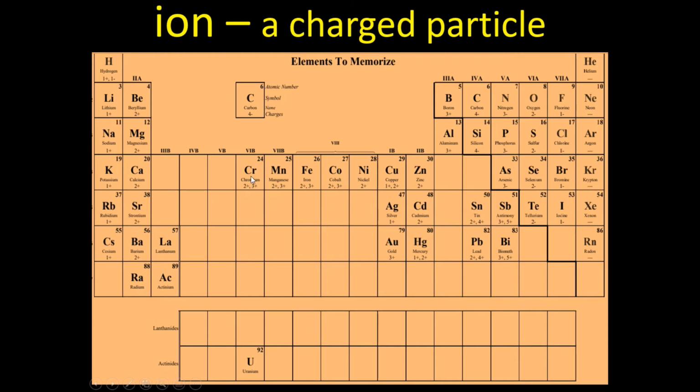And you can see chromium, manganese, iron and cobalt all make 2+ and 3+ charged ions, whereas nickel mostly only makes a 2+ ion. And copper makes 1+ and a 2+, silver makes 1+, and so forth. You can see there's this staircase here which divides the metals from the nonmetals, and over on the nonmetal side you can see that they're all negative ions that are made, if anything.